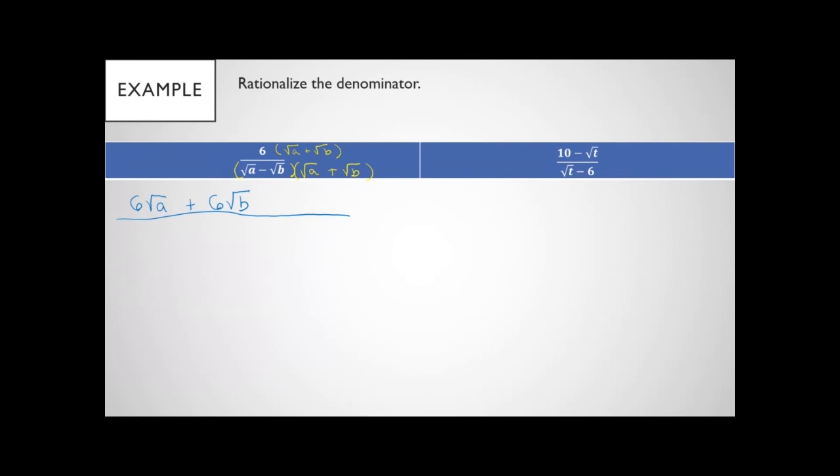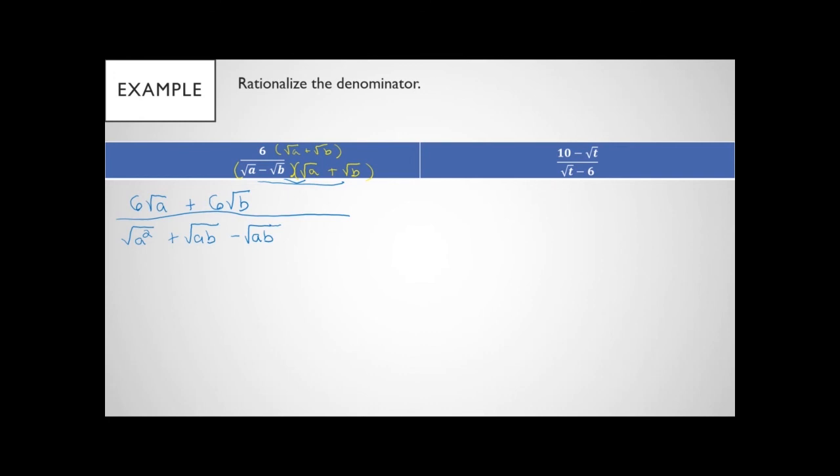In the denominator, we're going to FOIL. So first, we have the square root of a times the square root of a. So a times a is a squared. So I'm going to get the square root of a squared. Then outside is square root of a times the square root of b. So I'm going to just combine those as square root of ab. Inside, we have minus square root of b times a. So I can also write that as ab because the order of multiplication doesn't matter. So I'm just going to put them in ab order.